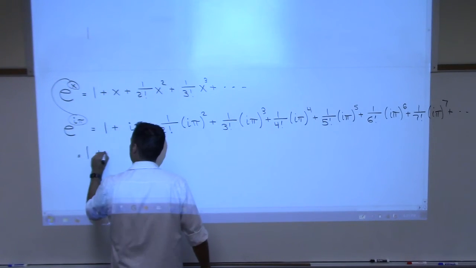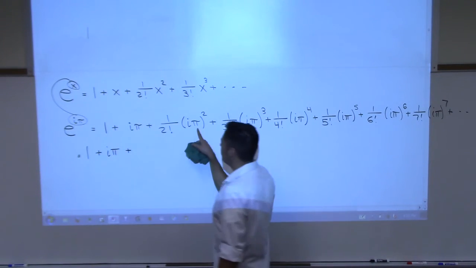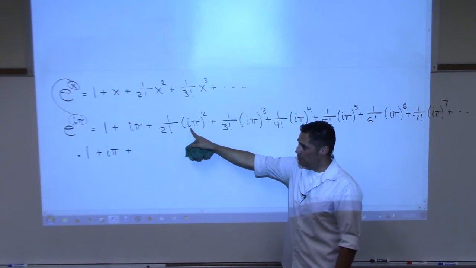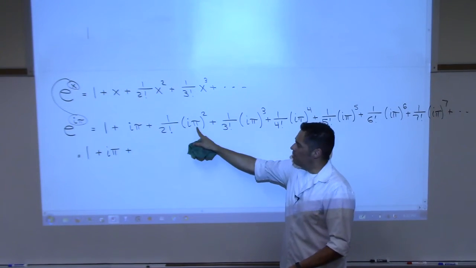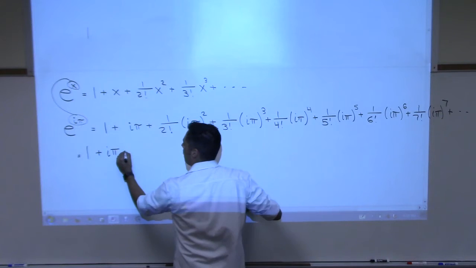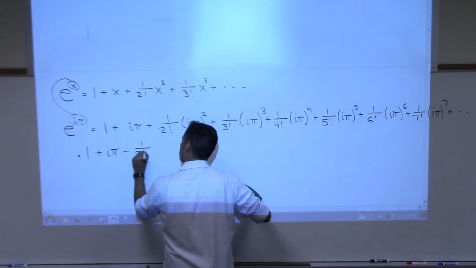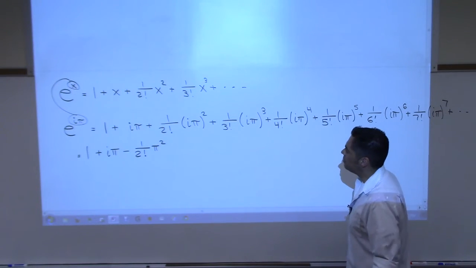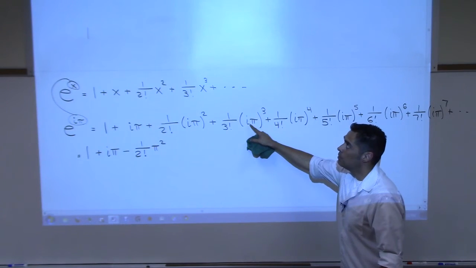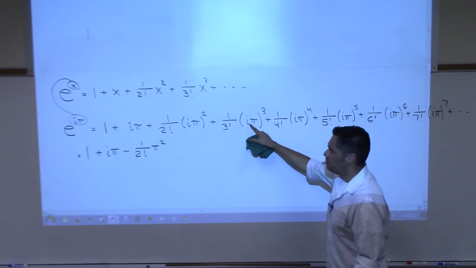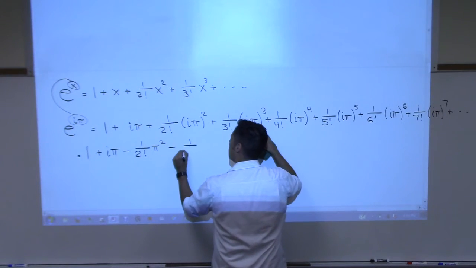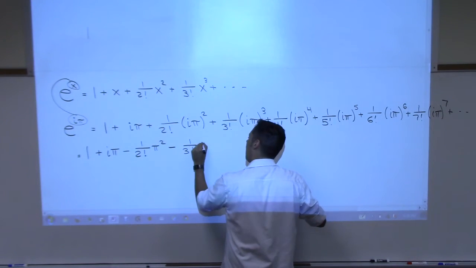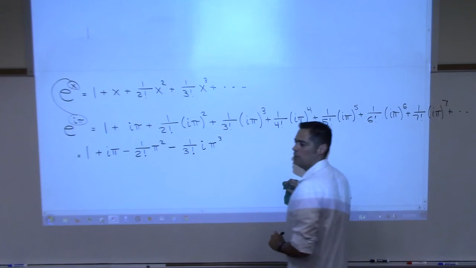Equals 1 plus i pi plus, let's go ahead and square this. When you square i, what do you get? -1, right? And then when you square pi, you just get pi squared. So here's how I'm going to write this. I'm actually going to take that plus away. I'm going to make it minus 1 over 2 factorial pi squared, right? The next one, what is i cubed? Negative i, right? So watch how I write this. Minus 1 over 3 factorial i pi cubed.